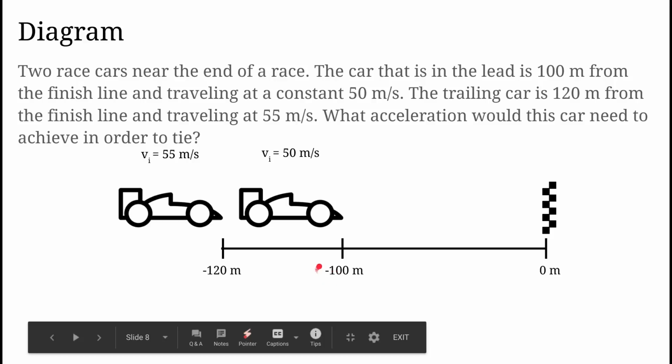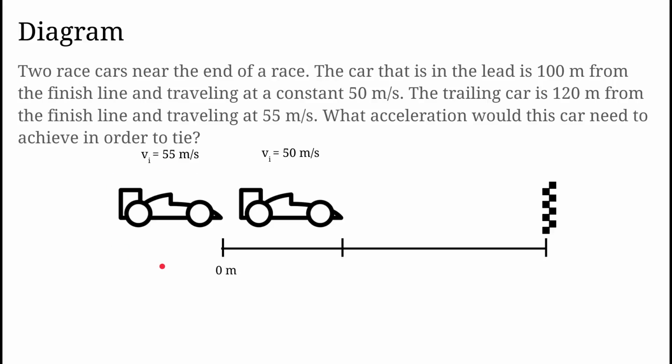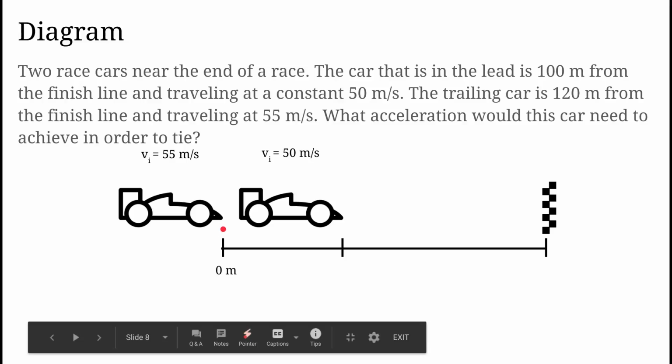But if negative symbols make you a little bit uncomfortable, like they do me, another way that you could think about this is you could say that the car that's in last place right now, or in second place, has a position of 0 meters, and then we could just number from this position relative to how far this leading car is from there.